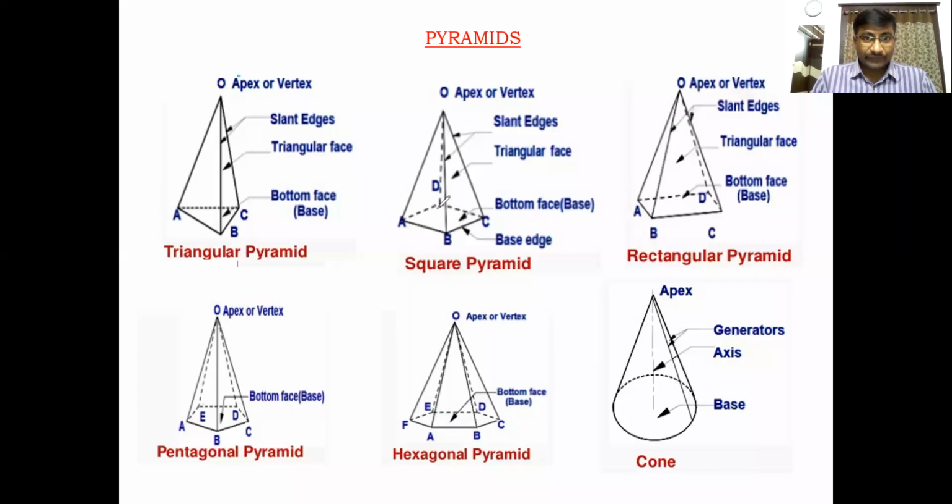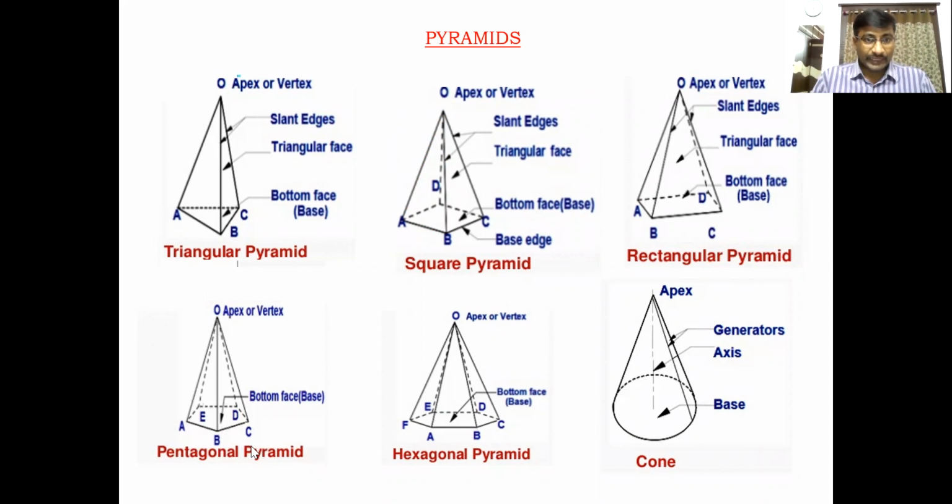This is the square pyramid having 4 corners, A, B, C, D. Those 4 corners are connected with the apex O with the slant edges, and those slant edges with the base edge form a triangular face. This is a triangular face. Every pyramid has triangular faces, a base, and one apex. Clear? This is a pentagonal pyramid having 5 corners which connect with the apex O with the slant edges.